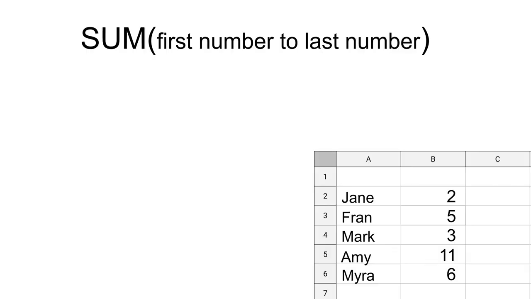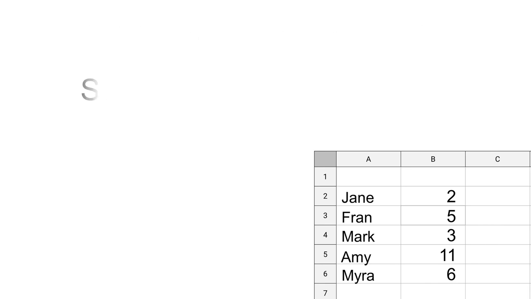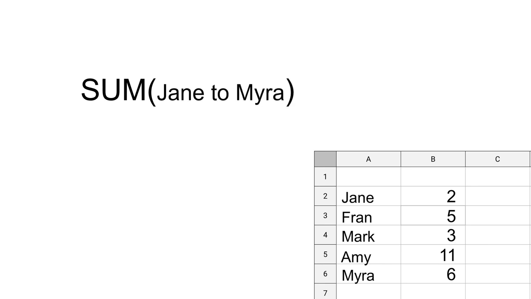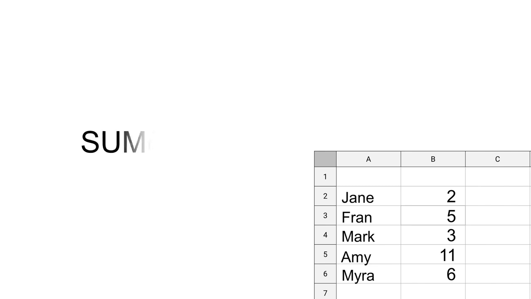To use this in a spreadsheet, you would type the word sum, and then you need a set of parentheses. And in those parentheses, you're going to tell what to sum, the first number to the last number. In this example, the first number is Jane's number, and the last number is Myra's number. But Jane and Myra aren't numbers, so we're going to tell the cell addresses. You have to use cell addresses with a function. You cannot use numbers. So we're going to start with the first cell address, B2, to the last cell address, which is B6.